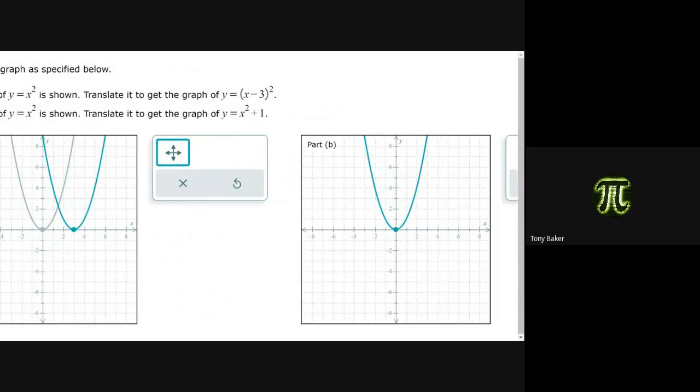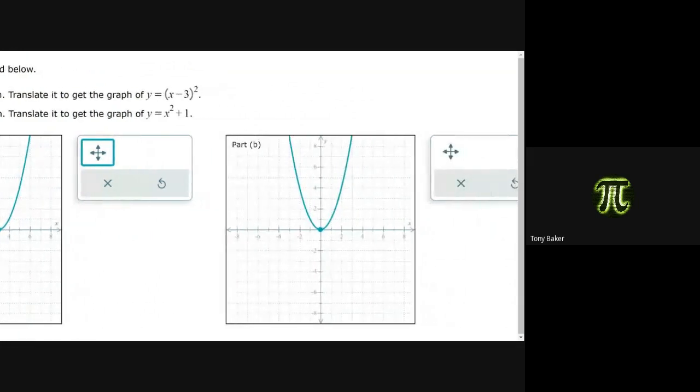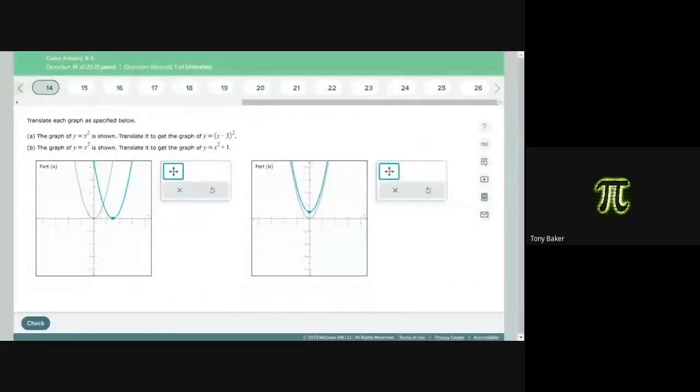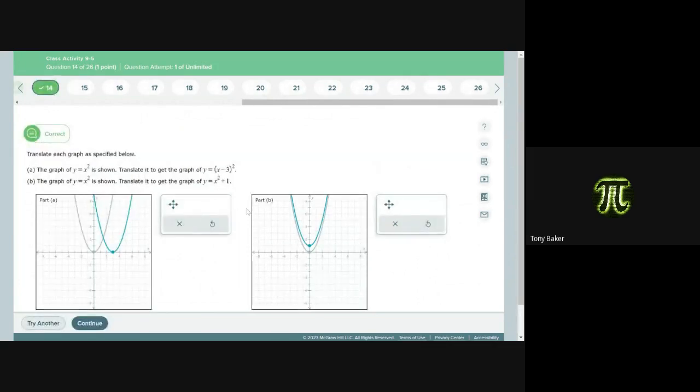The next one is x squared plus 1. This is not inside the parentheses. It is outside. So it is my y-axis. So I'm going up and down, and it does exactly what you think. If it's plus 1, I'm going up 1. So inside parentheses, your x, left and right, and you do the opposite of what it says. Outside the parentheses, up and down, and you do exactly what it says.